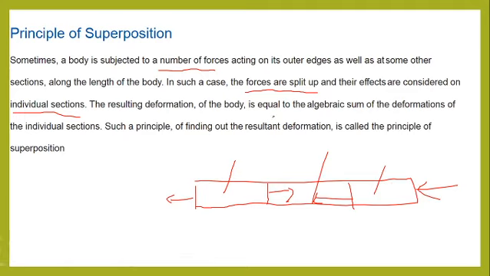The resulting deformation of the body equals the algebraic sum. Sometimes this section will elongate, and this section will compress, and this section may elongate or compress. Anyway, the algebraic sum of the deformations of the individual sections will give the total deformation. Such a principle of finding the resultant deformation is called the principle of superposition. So the principle of superposition means we divide the total beam into sections, find the deformation of each individual section, and at last take the algebraic sum of the individual deformations to get the total deformation. You will get a good idea if you do one or two examples in connection with this.